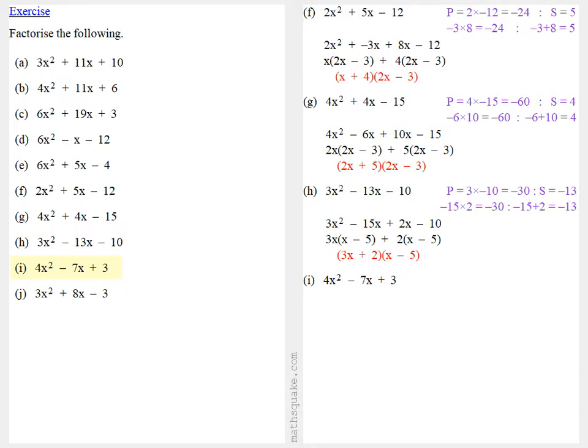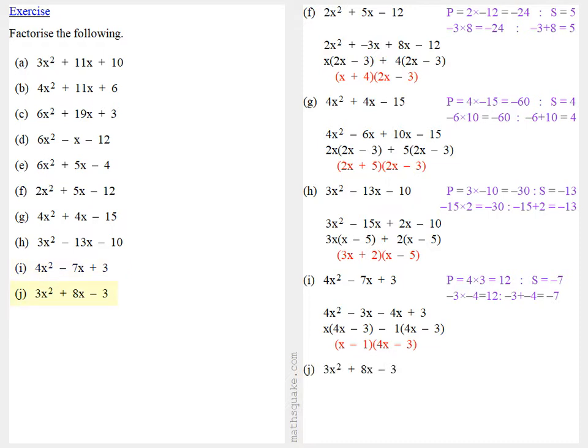In question I, we have 4x squared minus 7x plus 3. P is equal to 4 times 3, which is 12, and S is equal to minus 7. So we want two numbers that multiply to make 12 and add to make minus 7. That's minus 3 and minus 4. Minus 3 times minus 4 is 12. Minus 3 plus minus 4 is minus 7. So the equation becomes 4x squared minus 3x minus 4x plus 3. And these factorise as x into 4x minus 3 minus 1 into 4x minus 3. So we've got x minus 1 into 4x minus 3.